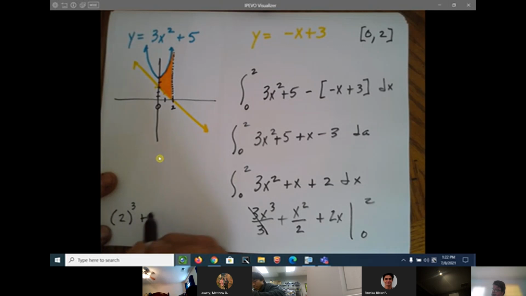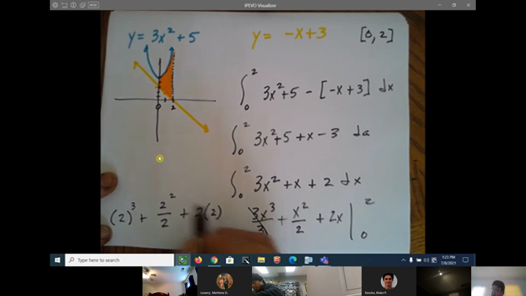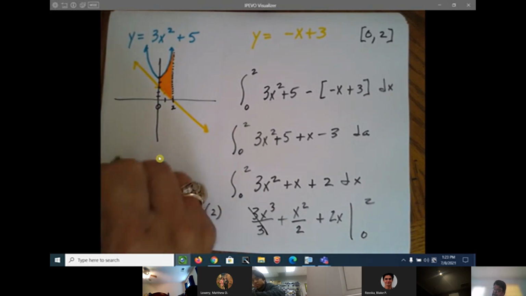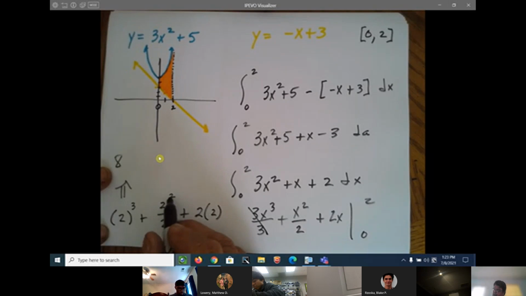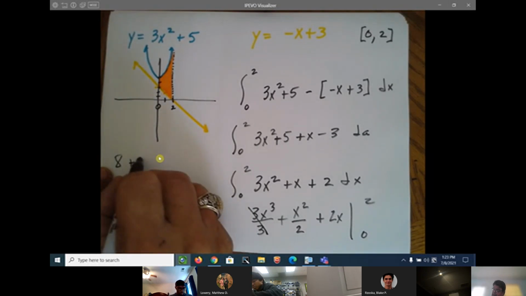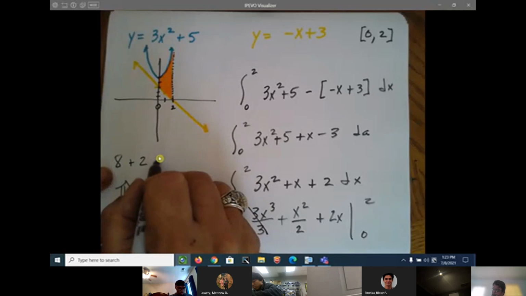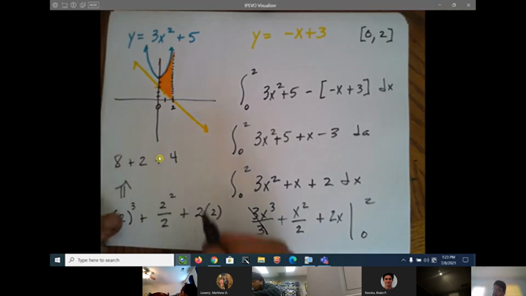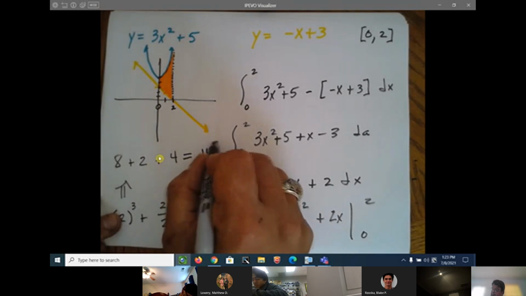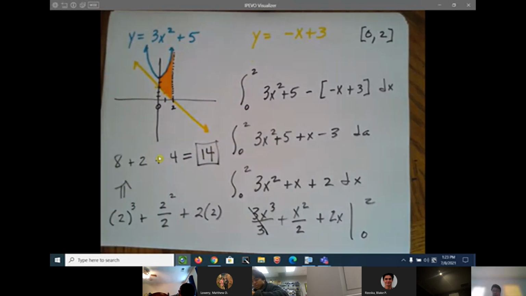2 cubed plus 2 squared over 2 plus 2 times 2. 8. 4 divided by 2 is 2 plus 4. And I got 14. What'd y'all get? Yes, no, maybe. I got the same. And those are 3 or 4 good test questions we just did that could be on the test also.